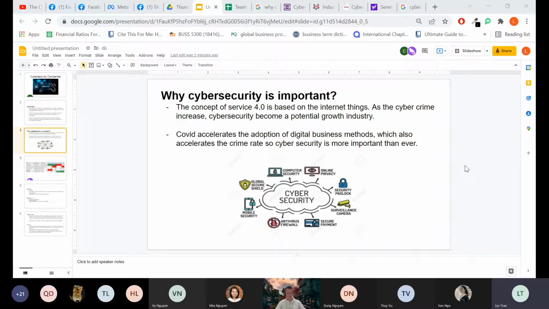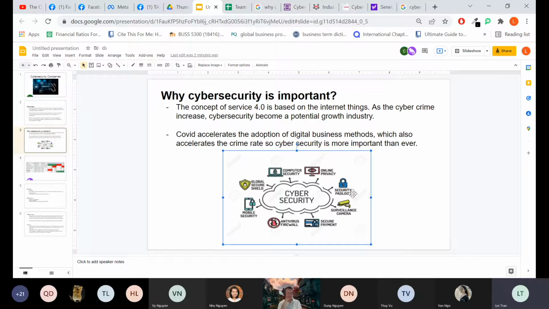important information for government as well. So cybersecurity is the one that can protect all the information or the key elements in the system or in the supply chain, to protect the key information or the key elements of a company. COVID accelerated the adoption of digital business methods, which also accelerated the crime rate. So cybersecurity is more important than ever.